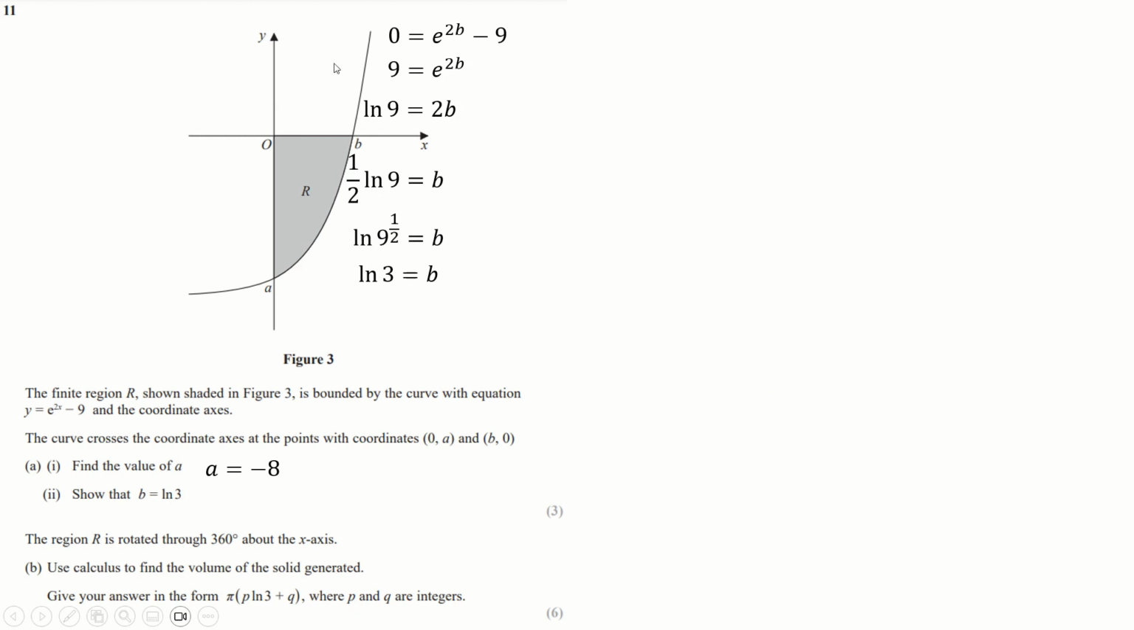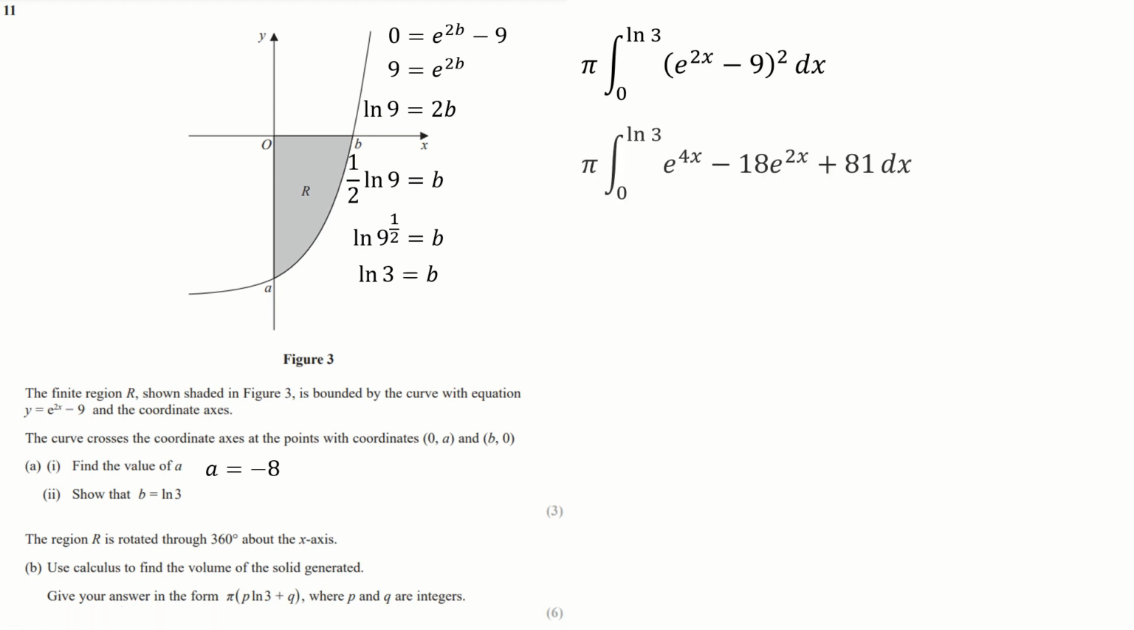The region R is rotated around the x-axis 360 degrees, so we're going to do pi integral of y squared dx between the two limits, which is 0 and log 3, as we just discovered. Y squared is this squared, that's e to the 2x minus 9 times e to the 2x minus 9, so a double bracket here. E to the 2x times e to the 2x is e to the 2x squared. 2x times 2 is 4x, so that's going to be e to the 4x. Minus 9 times e to the 2x twice is minus 18 e to the 2x, and then a plus 81 at the end.